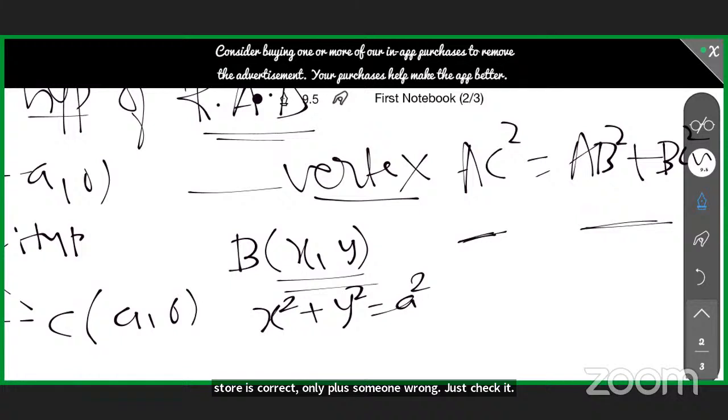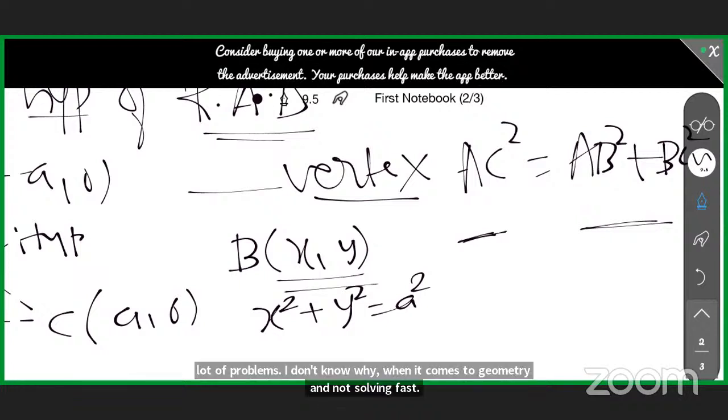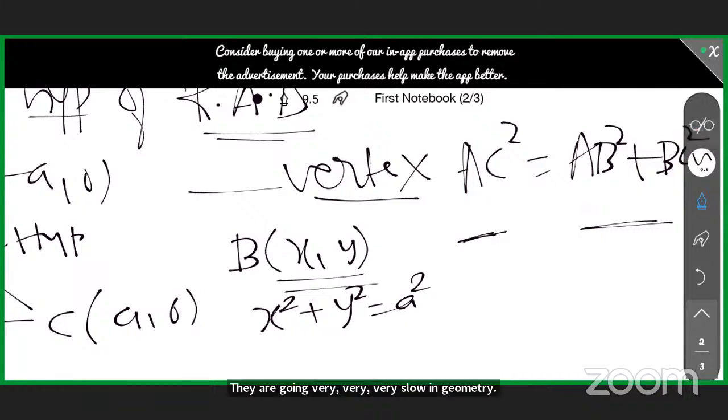First, we have to solve some more problems. We are solving only one. Per day, some 5 or 6 problems only. Last time we solved a good number of problems. After that, we never solved. In trigonometry and so on, we used to solve a lot of problems. I don't know why when it comes to geometry, you're not solving fast. We are going very slow in geometry. In trigonometry you are very fast, correct? You do the problems very fast and tell me the answer. In geometry, why are you going very slow?